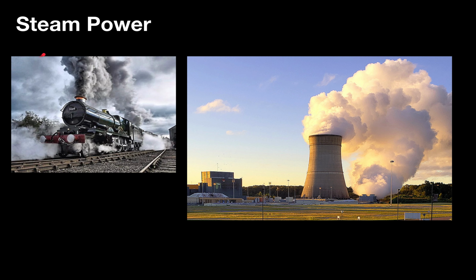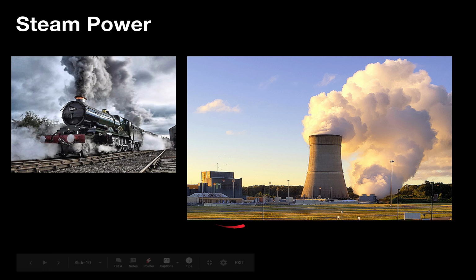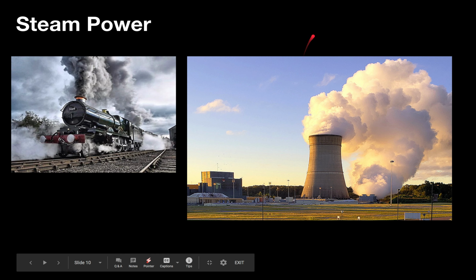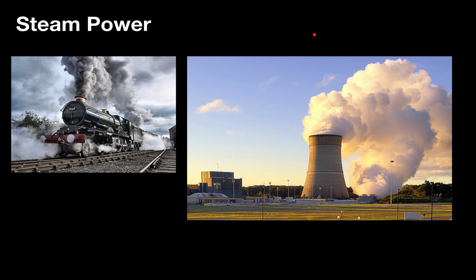But we get steam power, ends up doing things like the steam locomotive. And this is a giant cooling tower. That's not smoke coming out of the top. That's water vapor. That's steam. This is a cooling tower in a nuclear power plant. This nuclear power plant is in Mississippi. It's called the Grand Gulf Nuclear Power Plant.